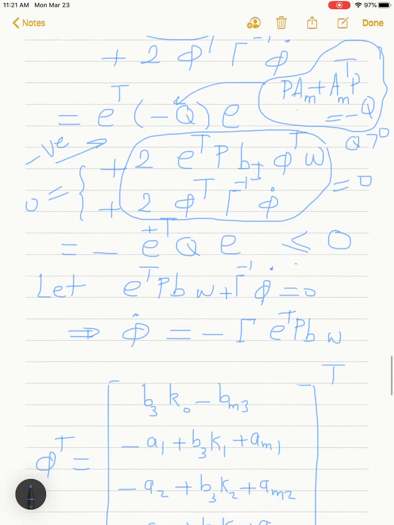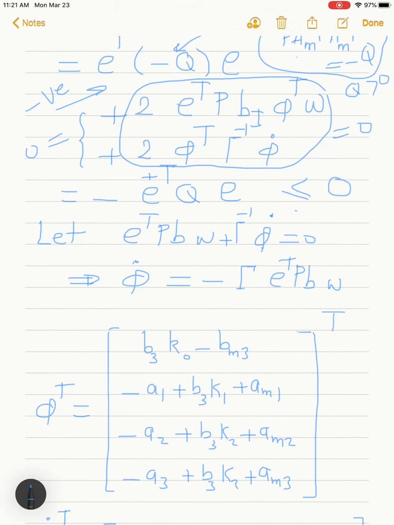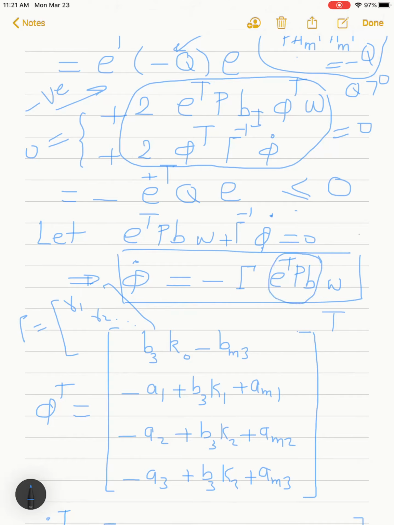and if we put these two terms equal to 0, you would get E transpose P times B omega plus gamma to the minus 1 phi dot equal to 0, and that will result in phi dot equals minus gamma E transpose P times B omega. So this is the adaptation equation. As I mentioned, gamma would be a diagonal matrix with the diagonal elements gamma 1, gamma 2, and so on. So this will be the adaptation gains that we talked about later on. Again, this is a scalar, and omega would be a vector that's composed of R x1, x2, and x3.